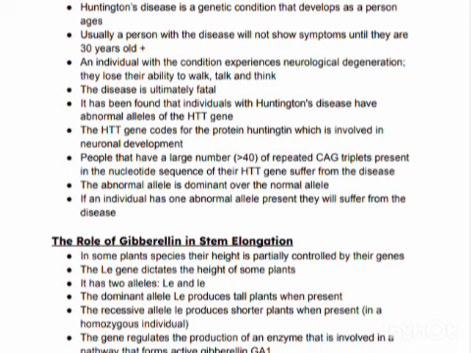Now, it has been found that individuals with Huntington's disease have abnormal alleles of the HTT gene. The HTT gene codes for the protein huntingtin, which is involved in neuronal development. People that have a large number of repeated CAG triplets present in the nucleotide sequence of their HTT gene suffer from the disease. The abnormal allele is dominant over the normal allele, so even if there is one copy present, the person is going to suffer from the disease.